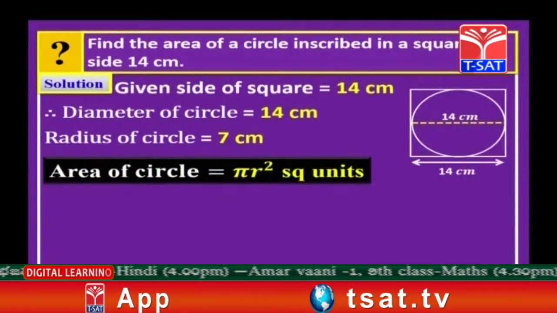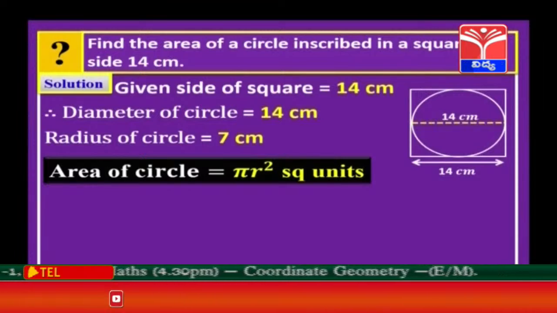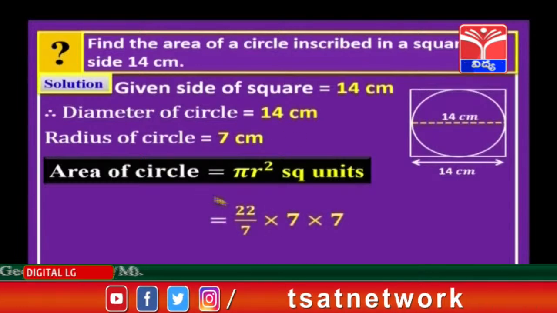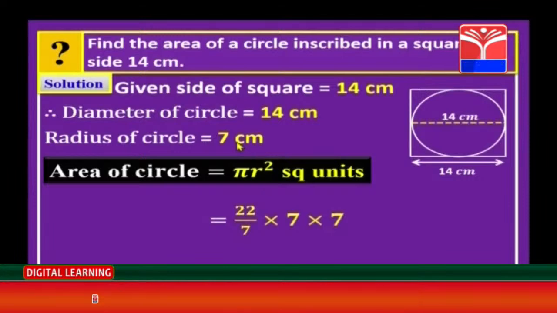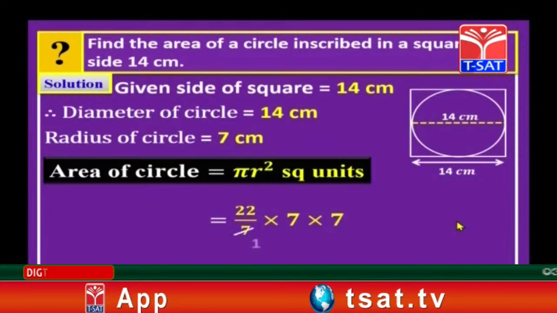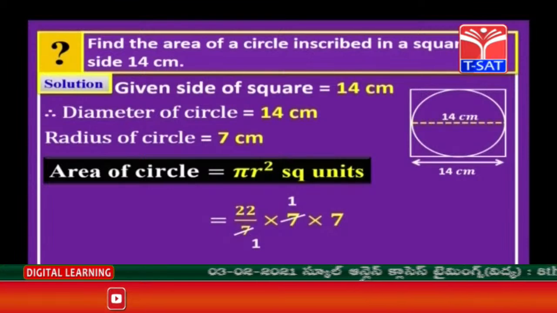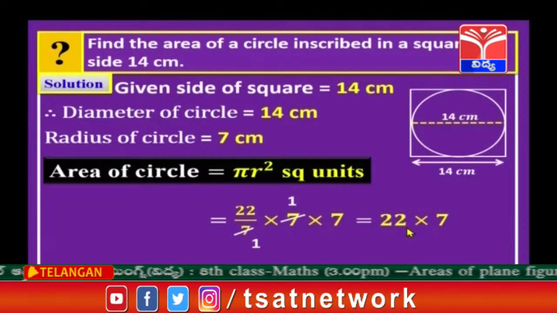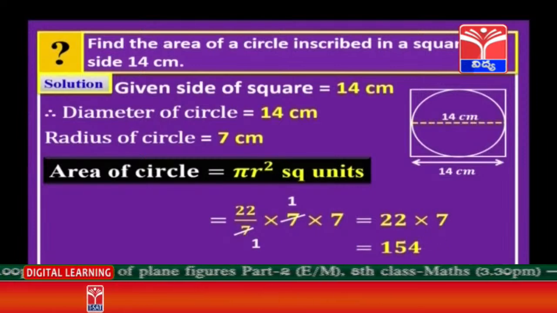And we know that area of a circle is given by pi r square square units. Now let us substitute the values of pi and r. So pi is 22 by 7 into r square. R square means r into r. And here r value is 7. So we get 7 into 7. Now 7 goes in 7 one time in denominator part, and in numerator also it goes one time. Now what is left, children? Yes, 22 into 7. On multiplying this, we get 154.